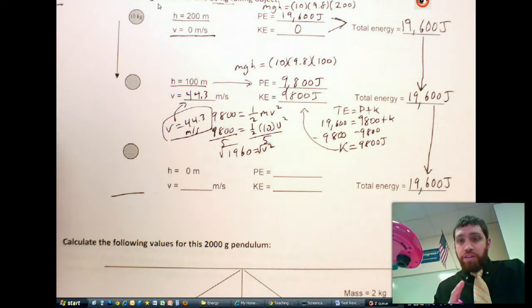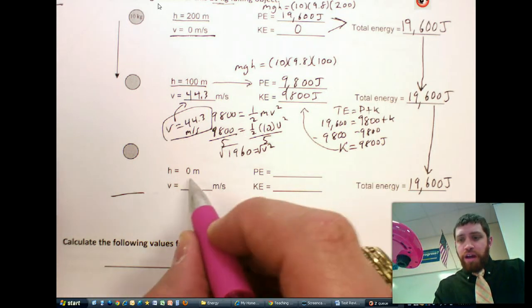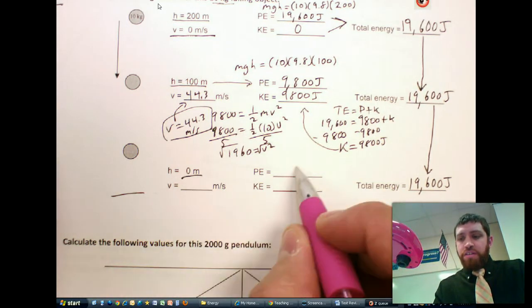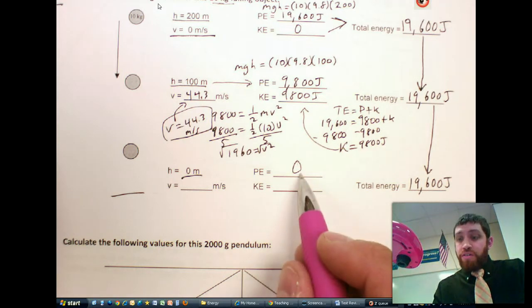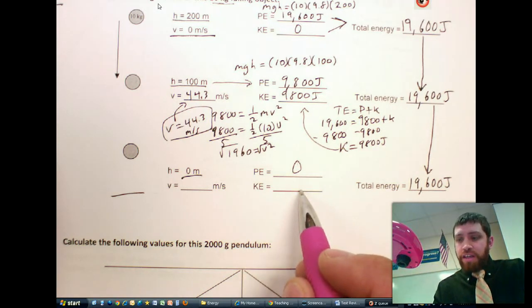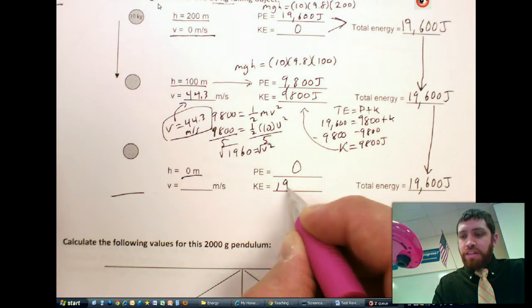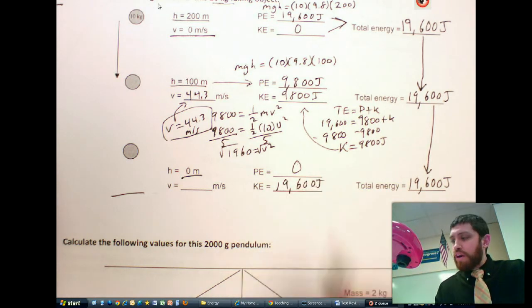All right, look at the bottom. Height is 0. If height is 0, potential energy also has to be 0. No more potential energy. Total energy is still this. So if potential energy is 0, then all of it has to be kinetic energy. So we can go ahead and plug in 19,600 joules right here for kinetic energy.